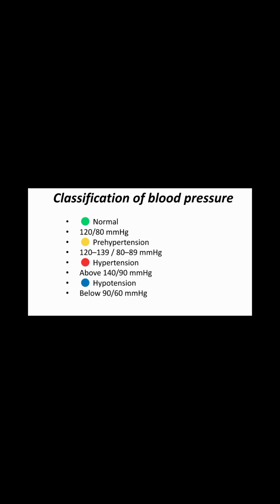Now, let us see the classification of blood pressure. When blood pressure is within normal range, it is considered as normal. If blood pressure is consistently above 140 over 80, it is considered as hypertension. If the blood pressure is below 90 by 60 mmHg, it is considered as hypotension. And if the blood pressure is nearly 120 to 139, then it is called pre-hypertension. So these are the classifications.